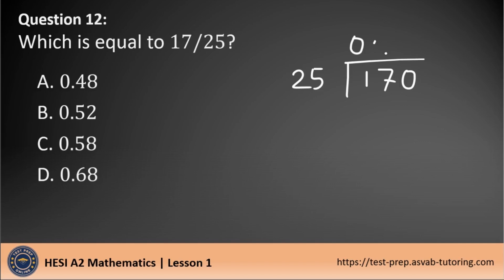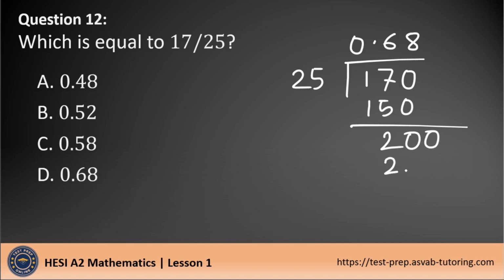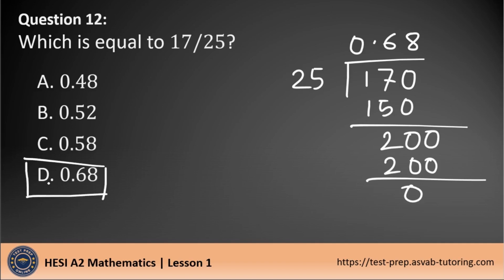Now 25 multiplied by 6 becomes 150. So here 0 minus 0 equals 0, 7 minus 5 equals 2, and 1 minus 1 equals 0. So 20 is less than 25, so we will take a 0 here, and 25 times 8 equals 200. So 200 minus 200 equals 0. So the answer is D. Here the answer is 0.68.